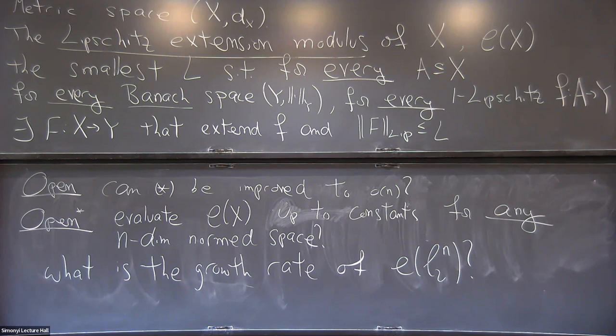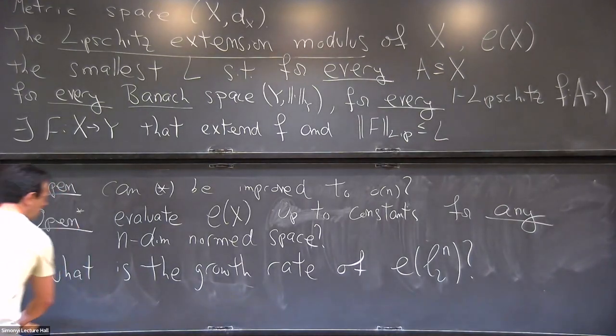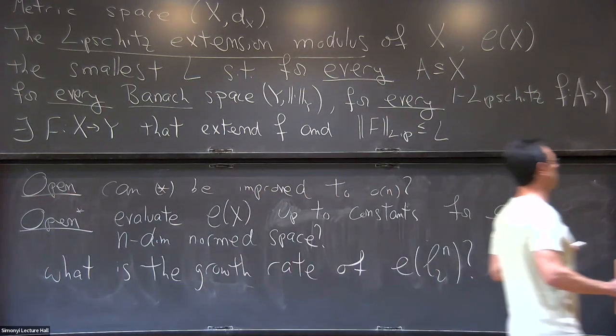But even so, I don't have an off-the-shelf application of the Hilbertian case, but this is R^n, the usual norm. We do not know the growth rate. So open star, that means, and I hope to get to this at the end.